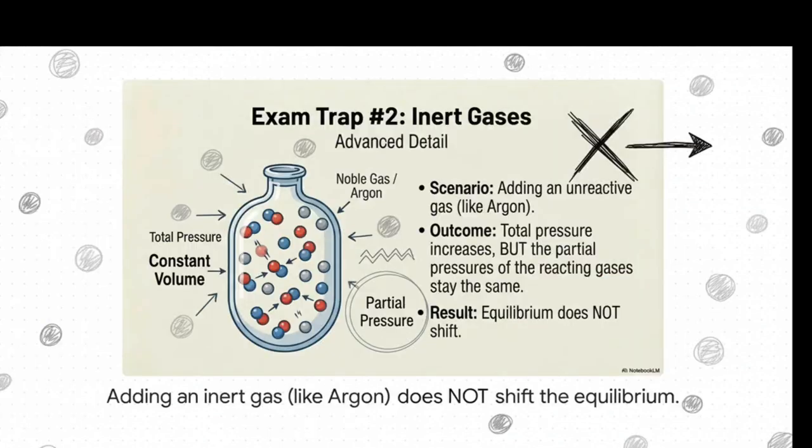And here's the slightly trickier one. What if you add an inert gas, something unreactive, like argon, into the container? The total pressure inside goes up. So your first thought might be, oh, it'll shift to the side with fewer moles. But it doesn't. And why not? Because the partial pressures, the individual pressures of the gases that are actually in the reaction, haven't changed at all. The argon is just an innocent bystander taking up space. Our stubborn system doesn't feel any real stress, so it just ignores it and does nothing.